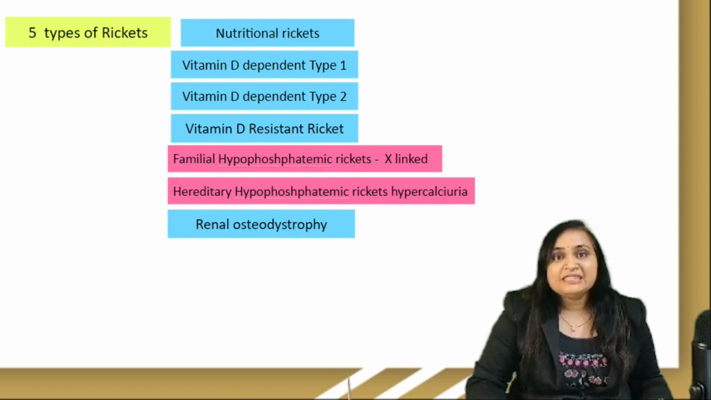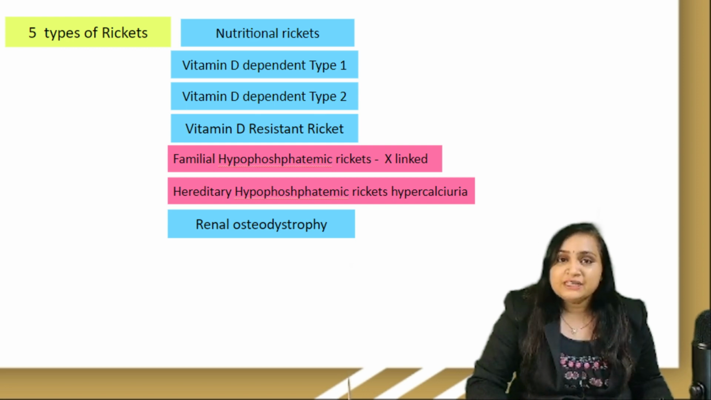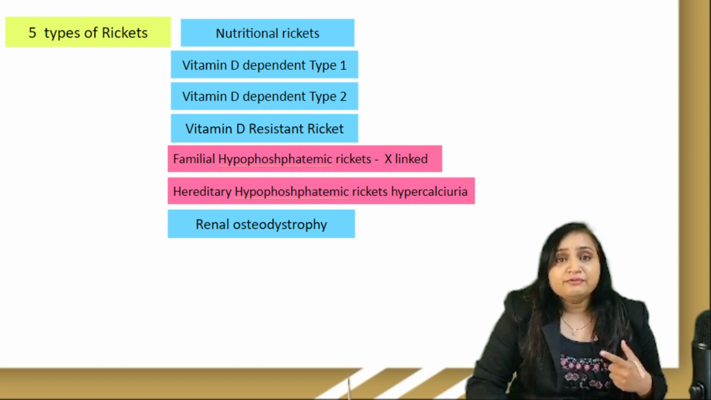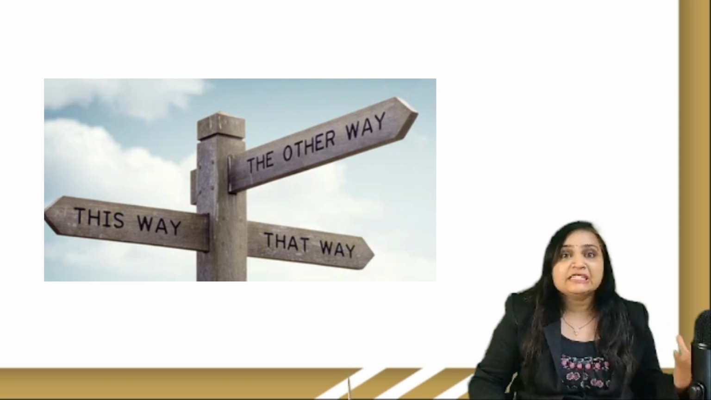Nutritional rickets, vitamin D dependent type 1 and type 2 rickets, vitamin D resistant rickets, which is also known as hypophosphatemic rickets, as well as renal rickets seen in children who are suffering from RTA as well as renal osteodystrophies. Among these 5 types, it is always confusing which cause increased serum phosphate, which cause increased PTH.